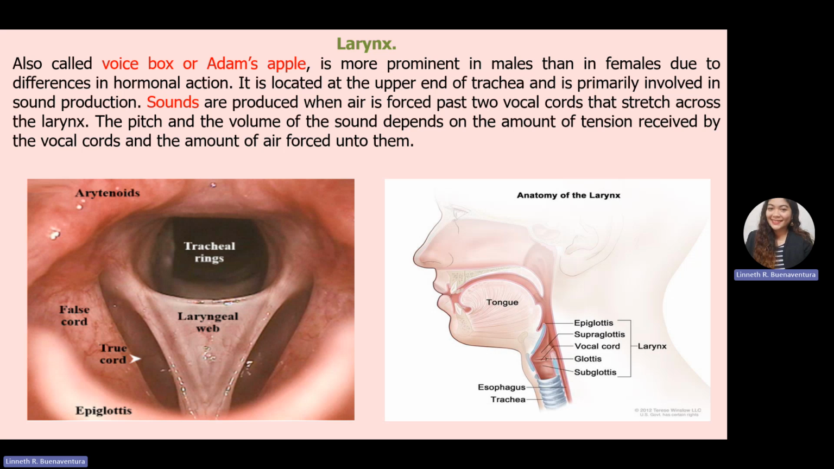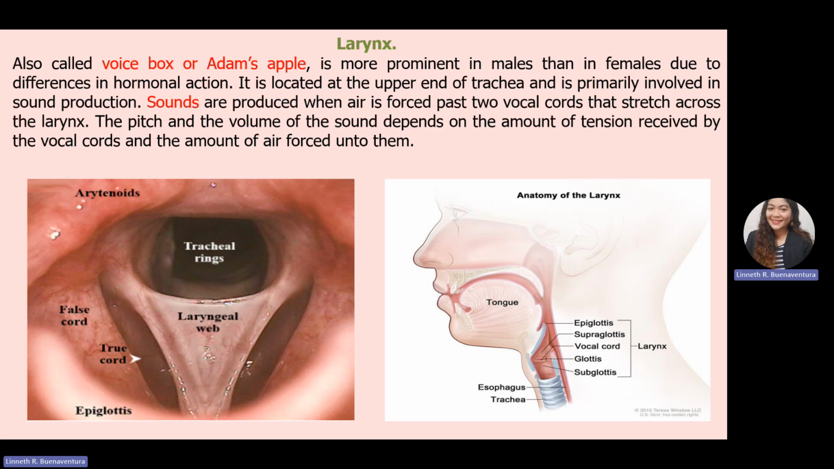Okay? So that is because of the hormones. It is located at the upper end of the trachea. So this is the larynx. The purpose of the larynx is to produce sound when air is forced past two vocal cords, which is the voice box that stretches across the larynx. The pitch and the volume of the sound depend on the amount of tension received by the vocal cords and the amount of air forced onto them.